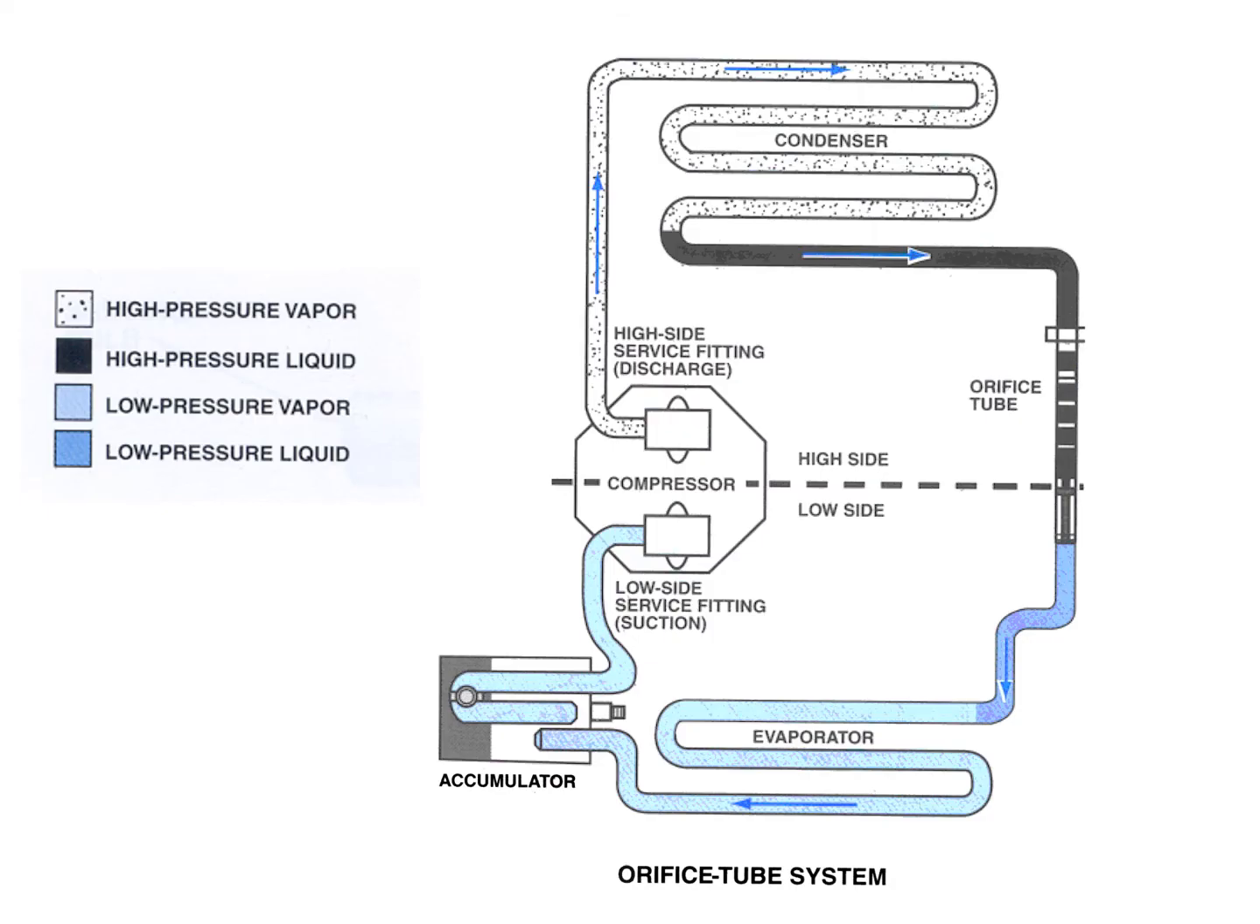So if we are using an orifice tube system, we will have an accumulator also. Those are what we would see different in the refrigeration system from a TXV system. Okay, we would look for an accumulator.